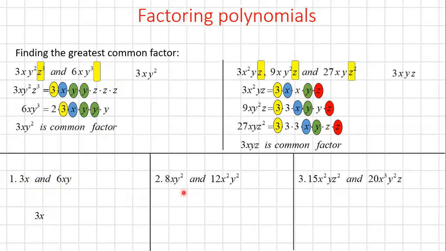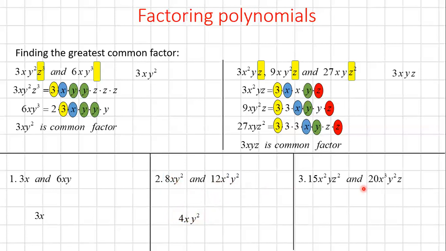Now, the second example: 8xy squared and 12x squared y squared. Firstly, 8 and 12. What's the greatest common factor of 8 and 12? Yes, it's 4. X and x squared gives x. Y squared and y squared is y squared. So 4xy squared is the greatest common factor of these two terms.